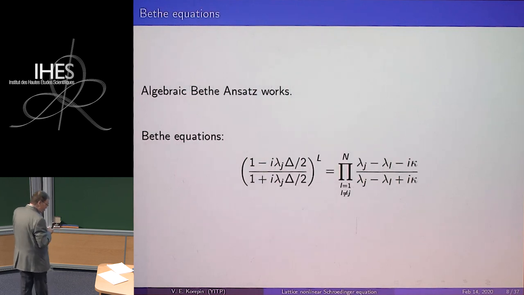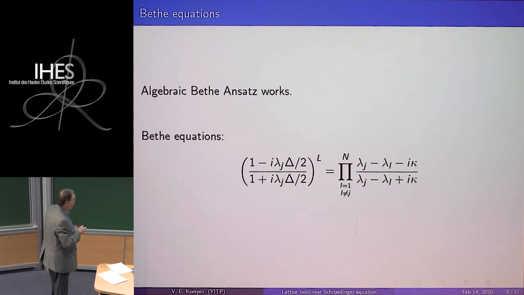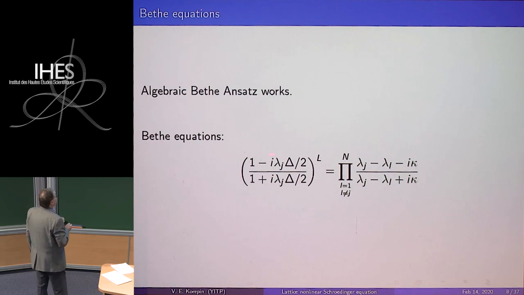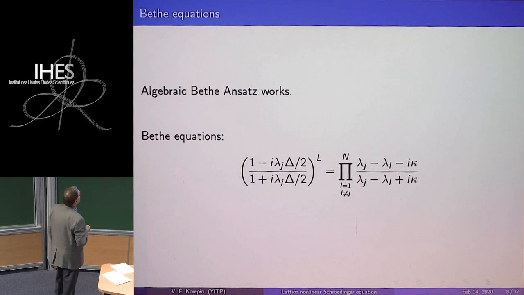So the algebraic Bethe ansatz works in the form which was designed by Professor Takhtajan with co-authors. And then it leads to the Bethe ansatz equation, which we shall analyze in a moment.